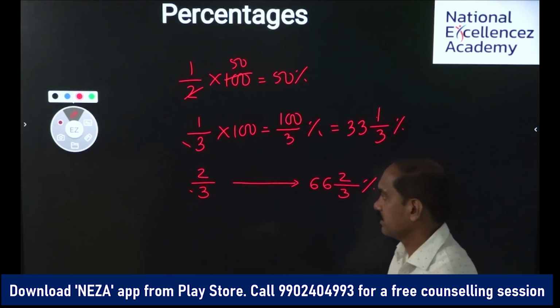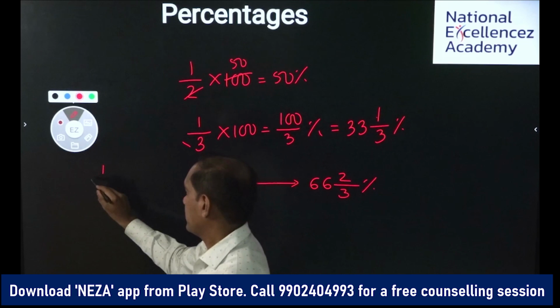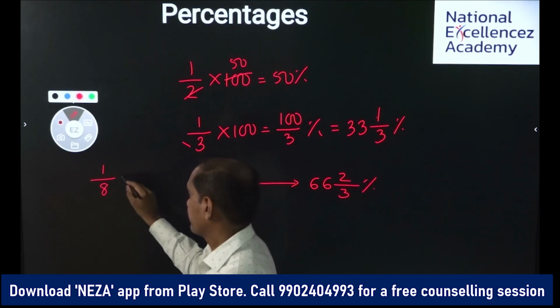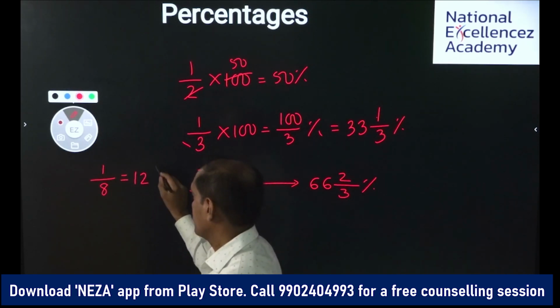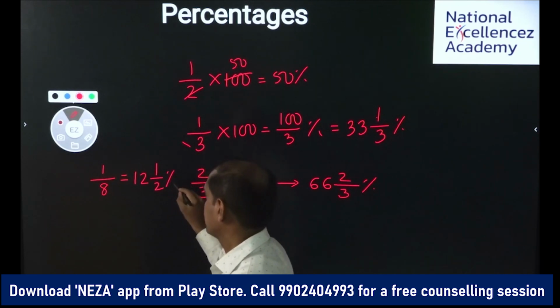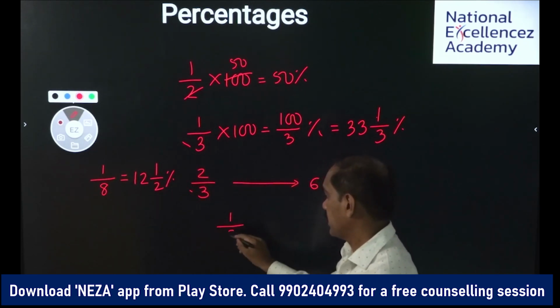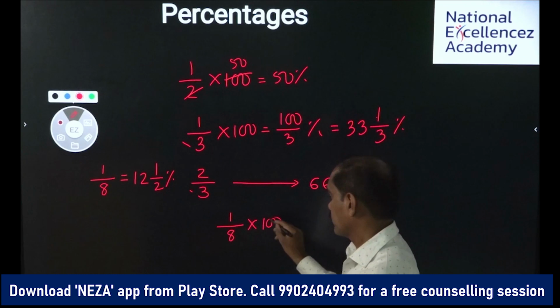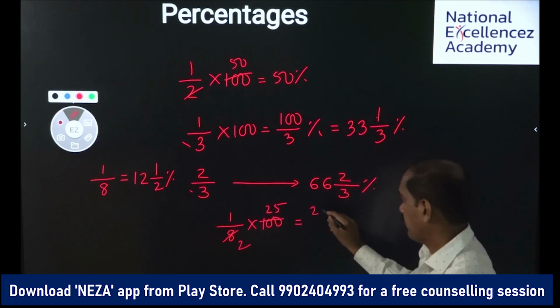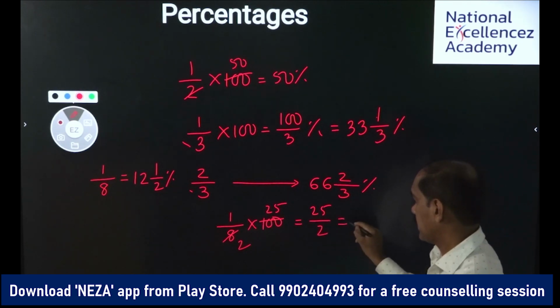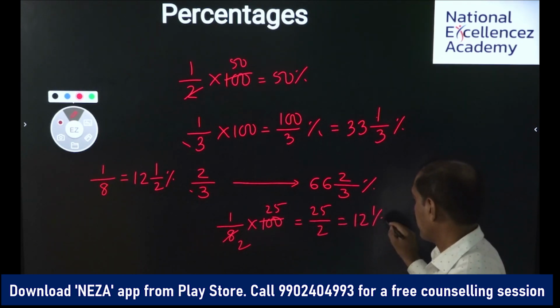I will give one more example. 1/8 meaning 12.5%. How? 1/8 into 100. 4 twos are 8, 25 fours are 100, so 100/8 is 25/2. By 2 means half. Half of 25 is 12.5.